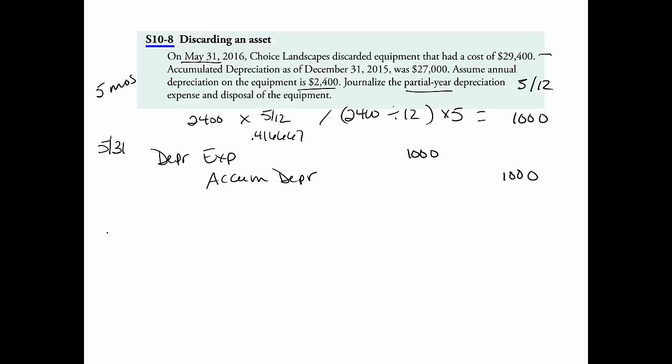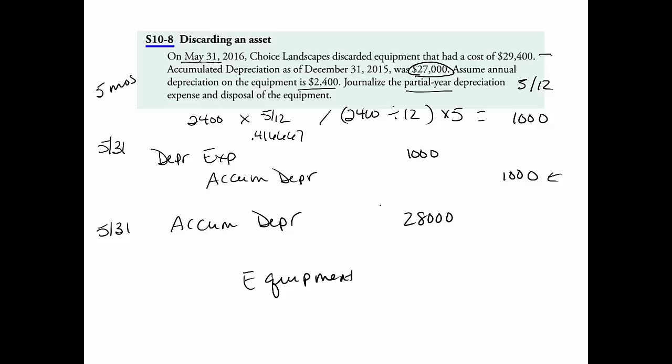and then it's time to get rid of the assets. So I discarded it, I didn't get any cash coming in. I will debit accumulated depreciation. There was 27,000 in accumulated depreciation, and then I just put another 1,000 in. So that means there's 28,000 in there right now. The asset is equipment, and so that has 29,400 in there. So the difference, I need another 1,400 to go right here on the credit side so that my debits equal my credits, and that will be loss on disposal.